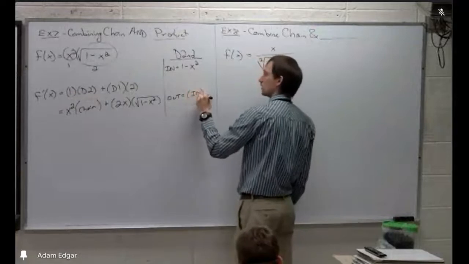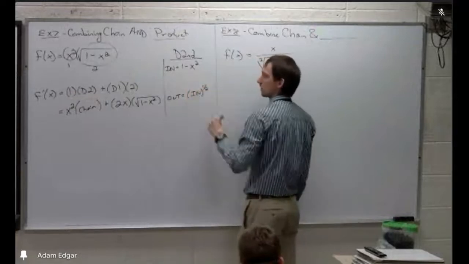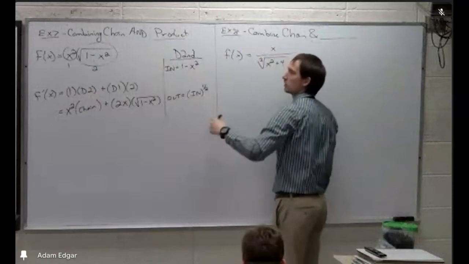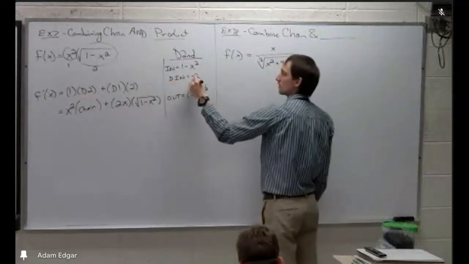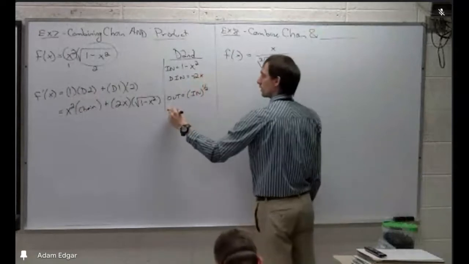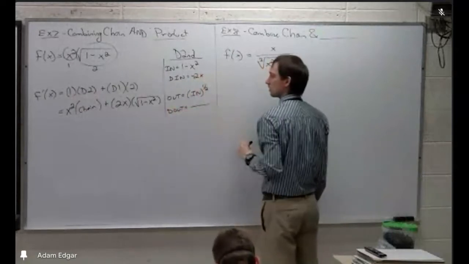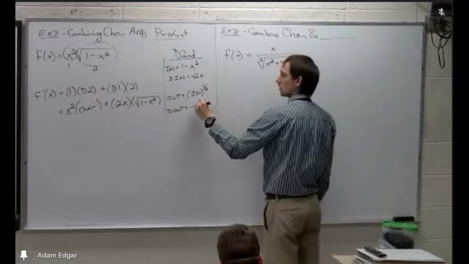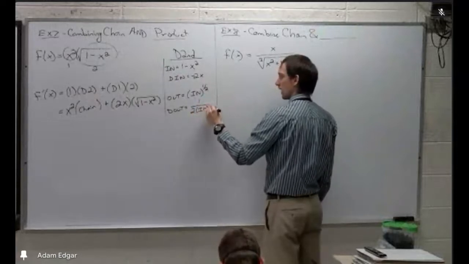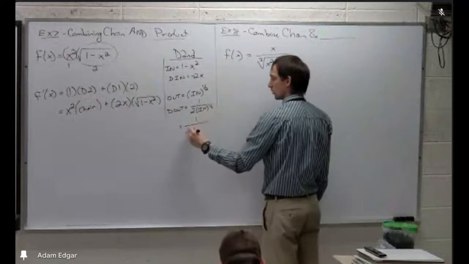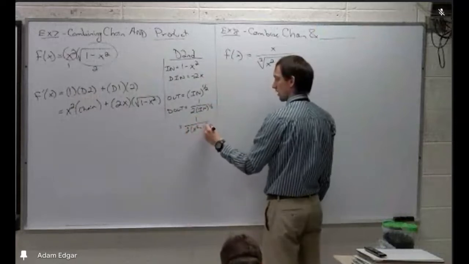Into the 1 half, because it's not in the bottom of a fraction. What's d in? Negative 2x. What's d out? One over two into the one half, which is really one over two x squared minus one to the one half.